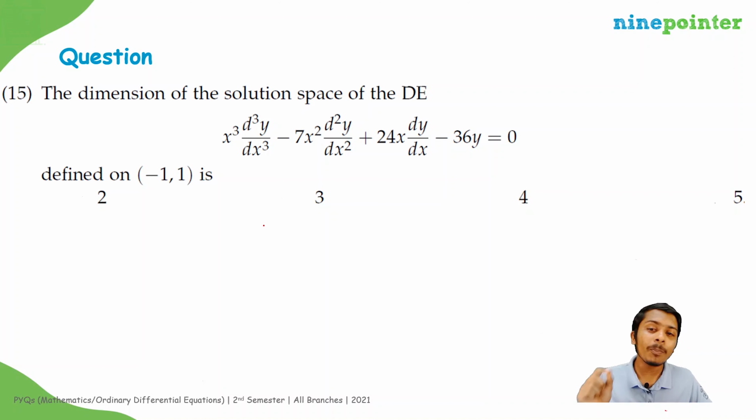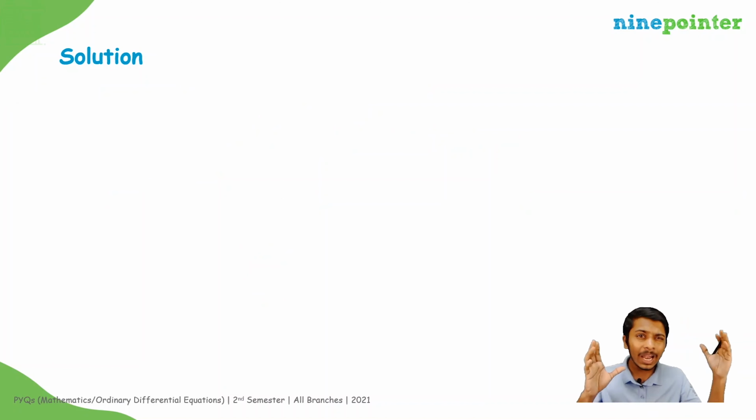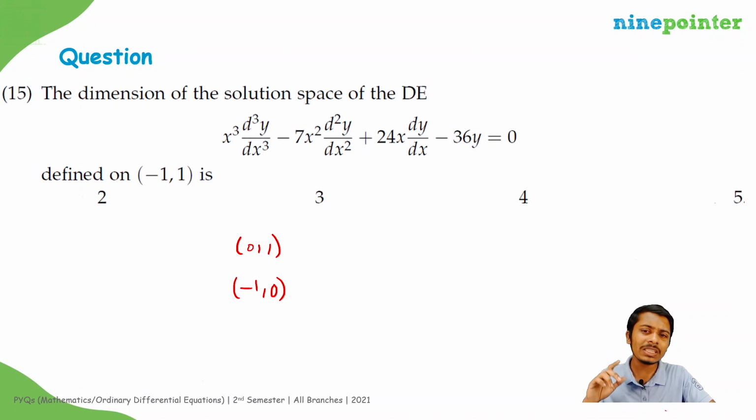But we can apply the dimension theorem on the intervals 0 comma 1 and minus 1 comma 0, because they don't contain the point 0 where the issue is happening. So we can find the solutions on an interval which does not contain 0, which will help us to extend the solution to 0, which we had already done in an earlier quiz question. So we will be doing a similar approach in this question also.